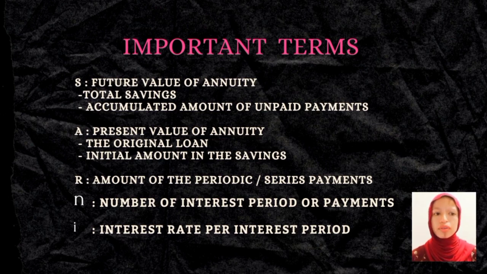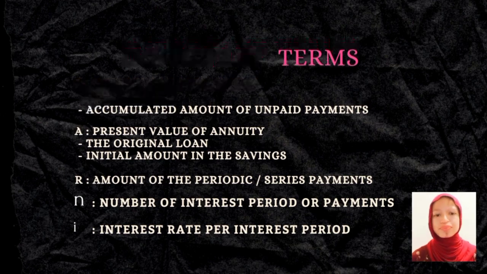Thirdly, R is the amount of the periodic or series payment. Fourthly, N is the number of interest periods or payments. Lastly, I is the interest rate per interest period.